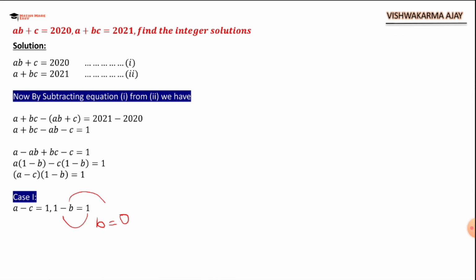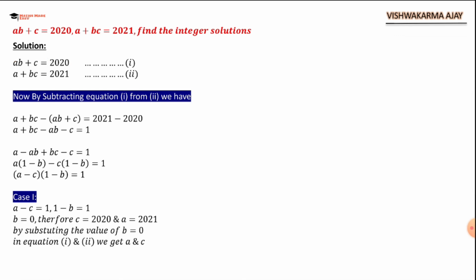To find the value of A and C, I will substitute this B is equal to 0 in equation number 1 and 2. If I substitute B is equal to 0 in 1, this part is finished. The value of C is 2020. If I substitute the value of 0 in equation 2, this part is done. So the value of A is 2021. B is equal to 0. By substituting B is equal to 0 in equation number 1 and 2, we get C that is 2020 and A that is 2021.